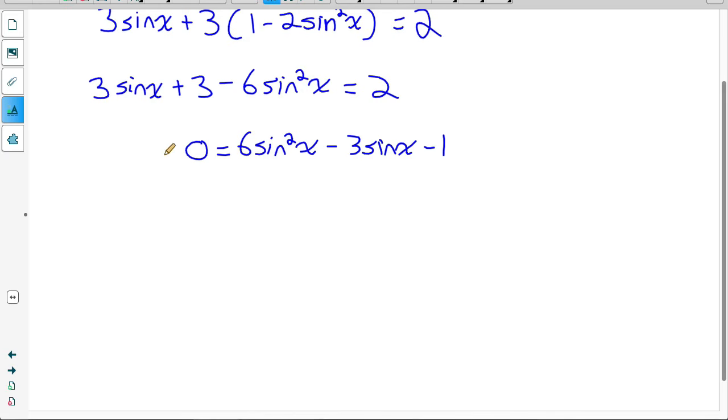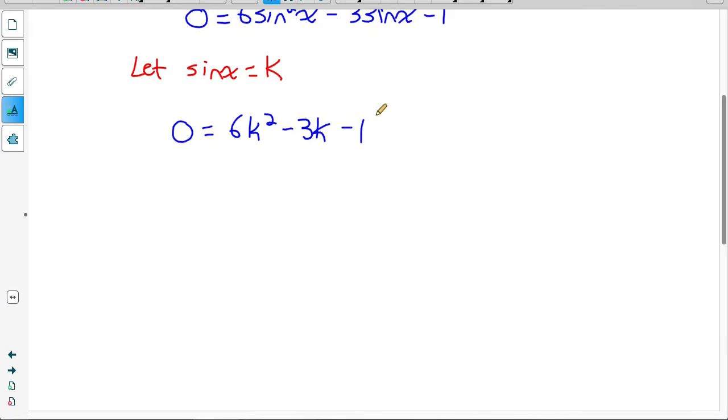So now that it's set to 0, we would try and factor this, and often I try and get you to do a let statement, let sine of x equal k. It makes the equation look less intimidating, and it makes the work a little neater as we go ahead and try and solve this. So if I use that let statement, I get 0 equals 6k squared minus 3k minus 1. So this quadratic equation is set to 0.